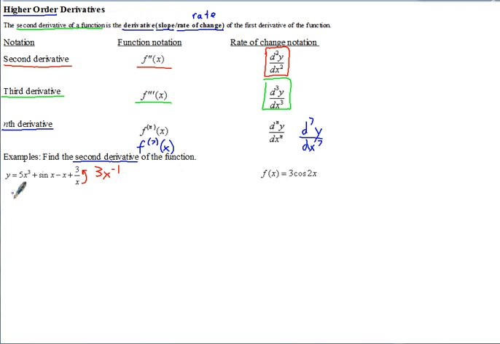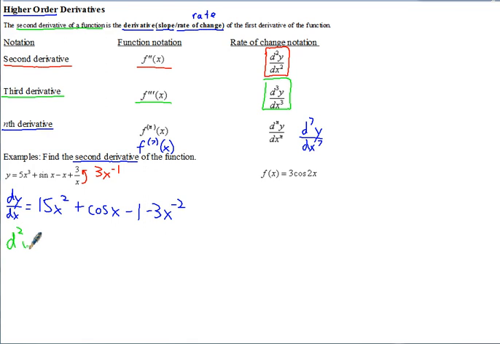So the derivative of y, since it's not in function notation, would be written as dy dx. The derivative of 5x cubed using the power rule would be 15x squared, plus the derivative of sine x, which is cosine of x. The derivative of negative x is negative 1. And the derivative of 3x to the negative 1 using the power rule: negative 1 times 3 is negative 3, reduce the exponent by 1, so it becomes x to the negative 2. Normally I would simplify this now if this was our objective with the first derivative, but since we're trying to find the second derivative, it's actually easier to leave it like this and just use the power rule again.